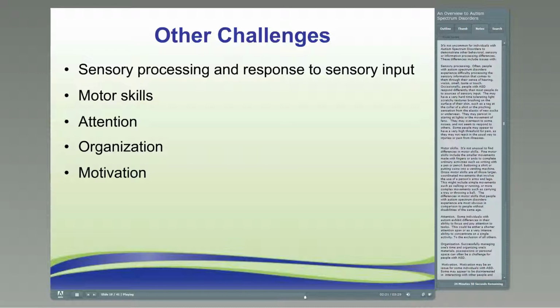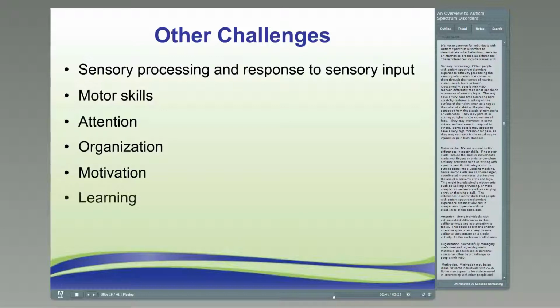Motivation. Motivation may be an issue for some individuals with ASD. Some may appear to be disinterested in interacting with other people and activities happening around them. Others may be motivated by the sensory feedback they receive from watching lights or spinning fans, or from waving their fingers or walking on their toes.